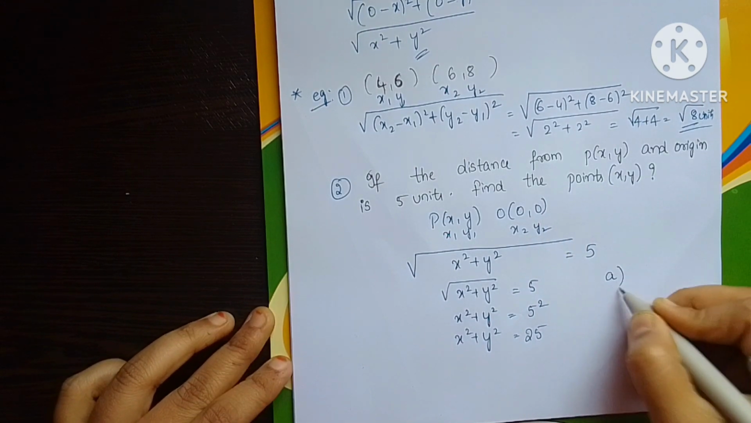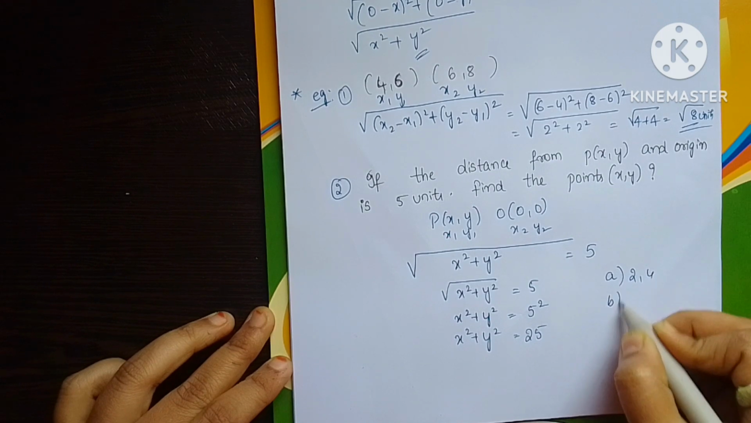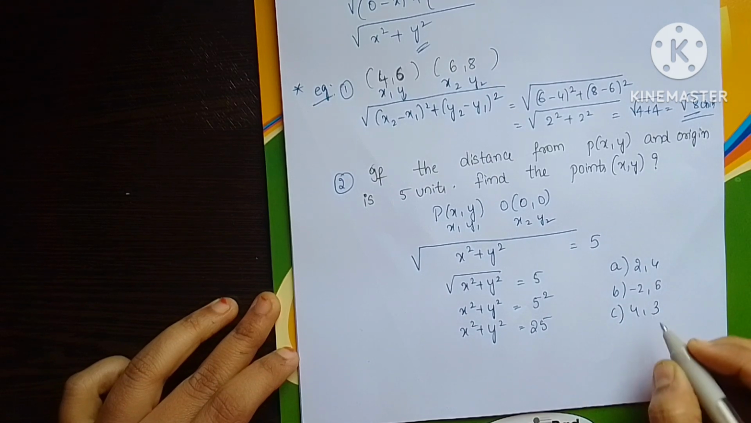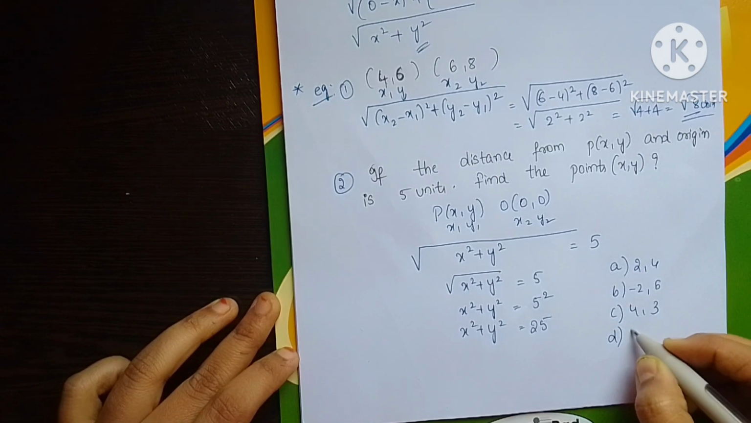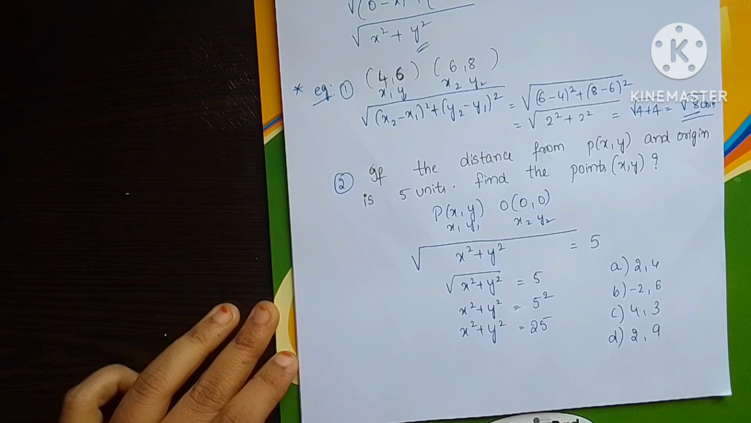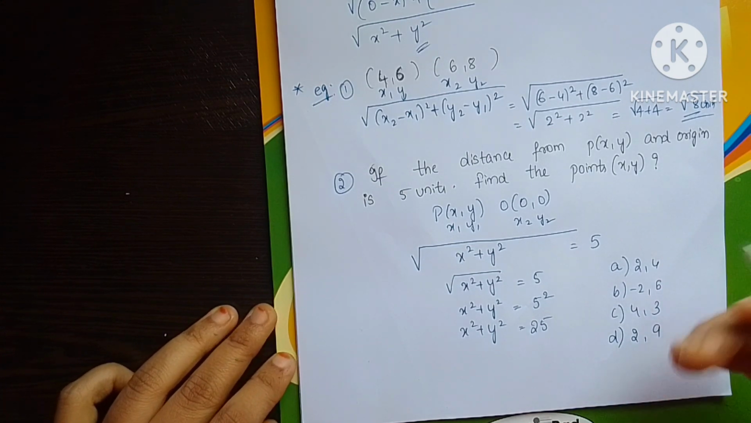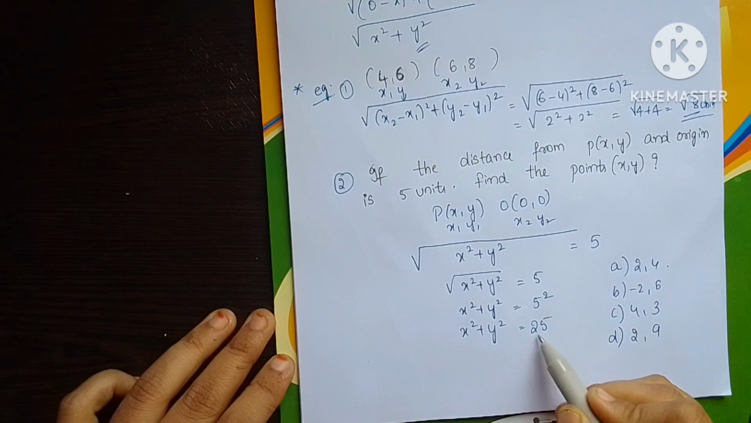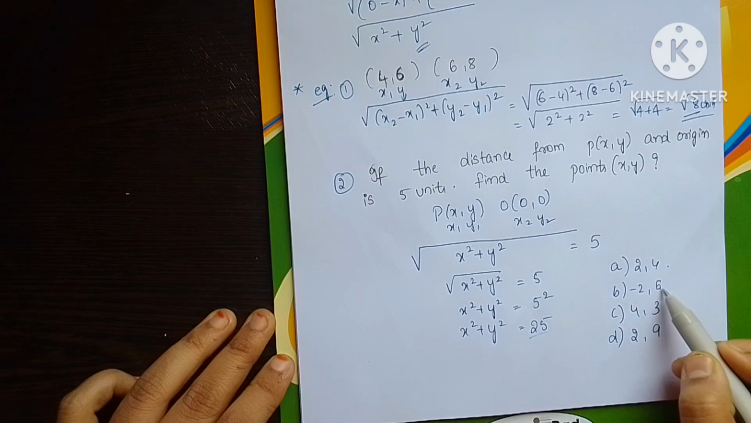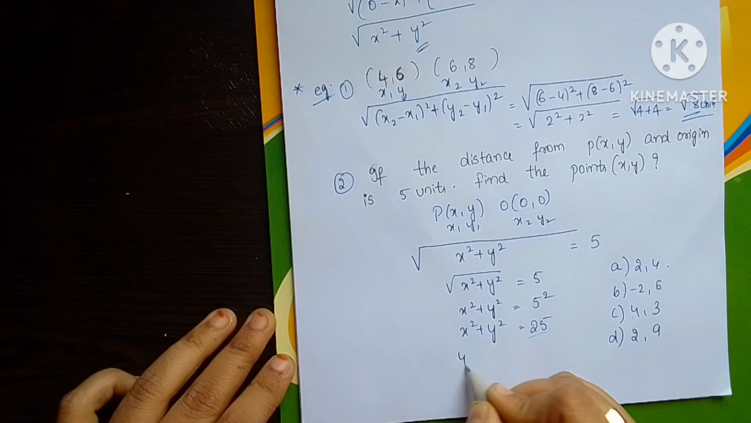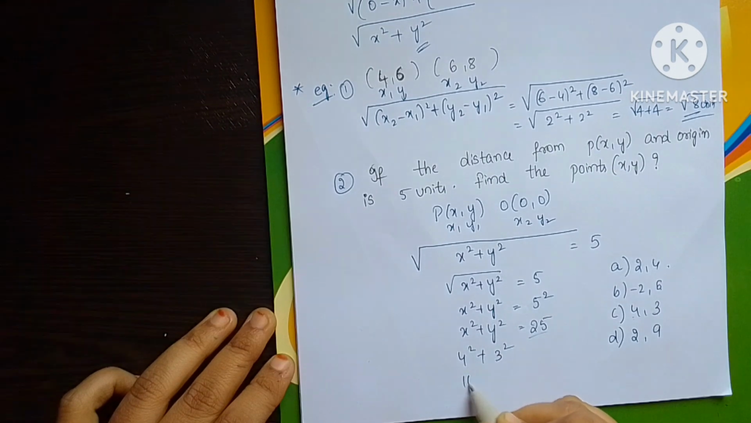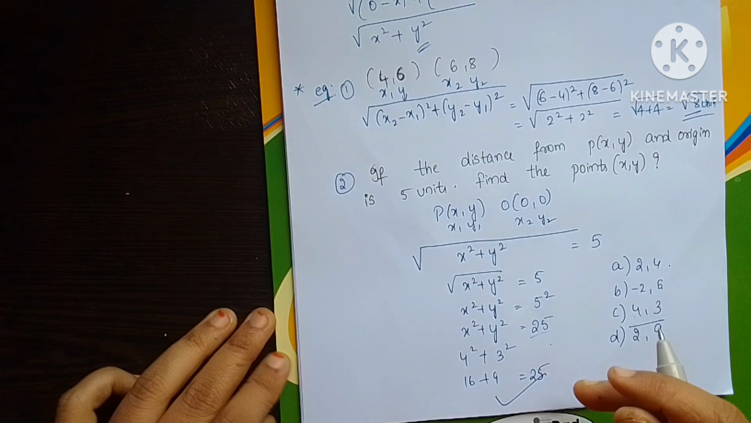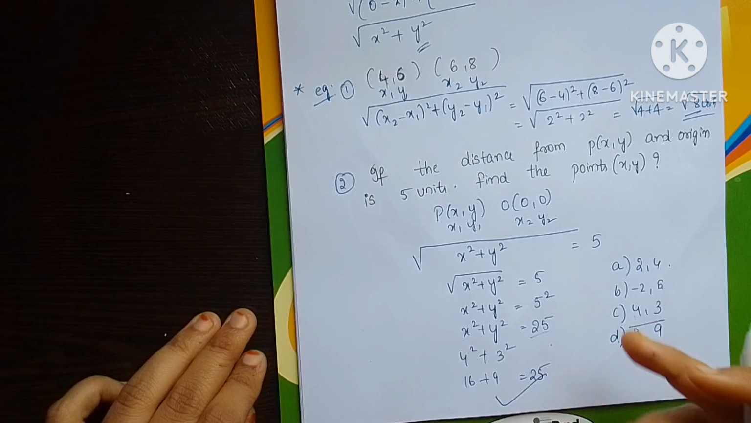We should find out the point P of (x, y). Suppose in the options they have given (2, 4), (minus 2, 6), (4, 3), and one more is (2, 9). So you have to choose by substituting. By the substitution process we can find the option. If you take (2, 4) we won't get 25, (minus 2, 6) we won't get 25. If you take (4, 3), so 4 square plus 3 square is 16 plus 9, that is equal to 25. So option 3 satisfies this question. I am showing you how to solve this by using the options method.